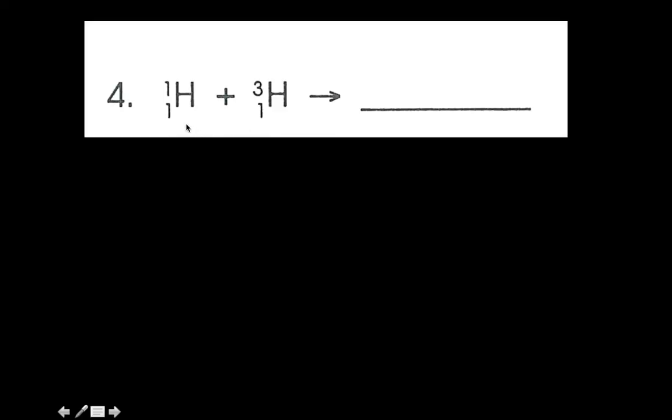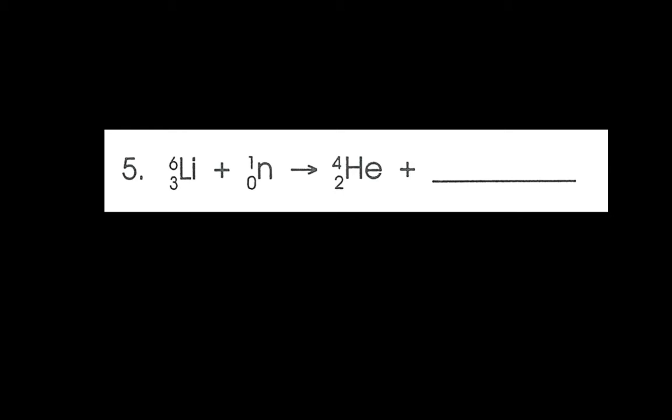Number 4, we go 1 and 1 is 2. We go 1 and 3 is 4. And we say, hey, that's helium. And we've stuck two hydrogens together, so that'd be like a form of nuclear fusion. Number 5, we're still rattling along.